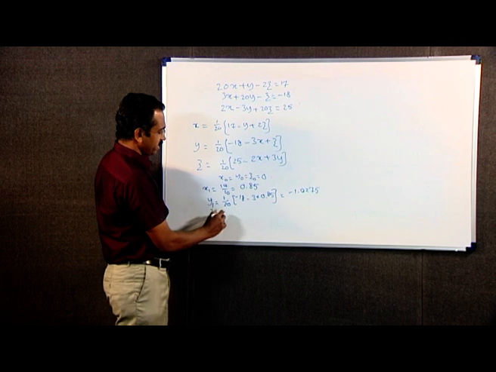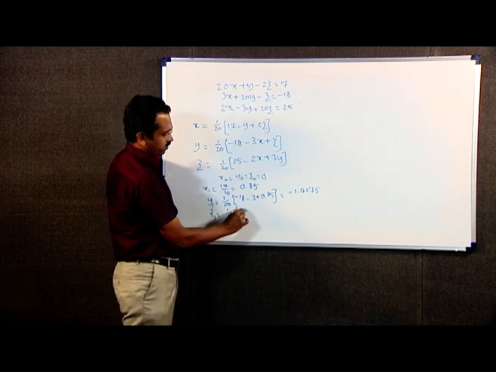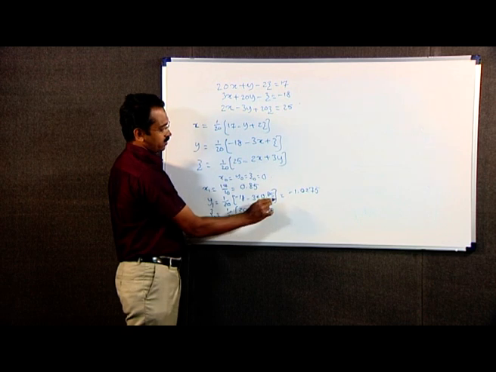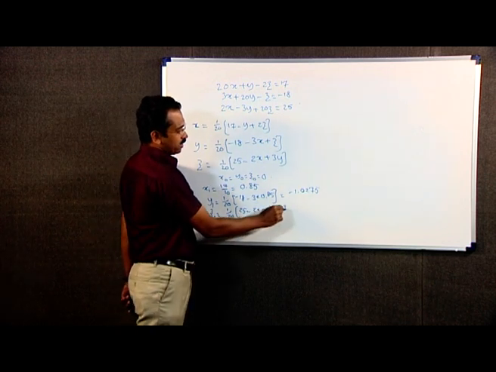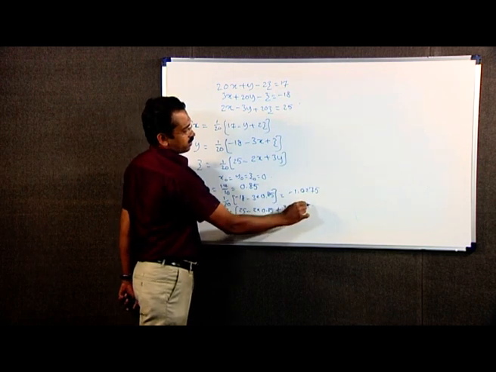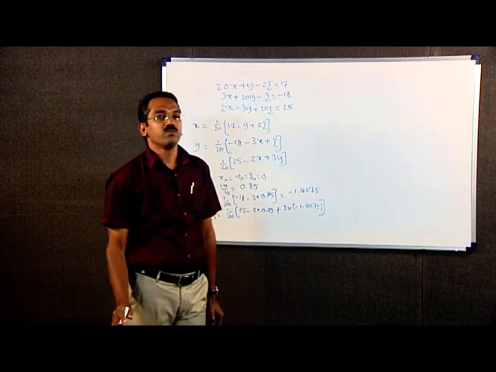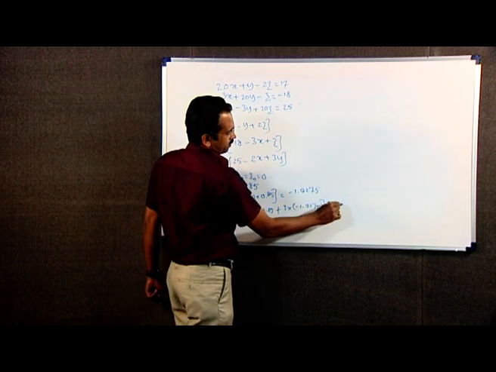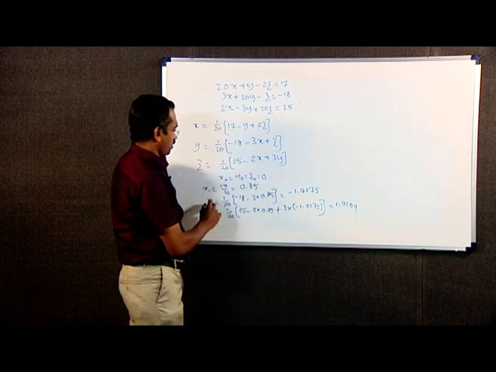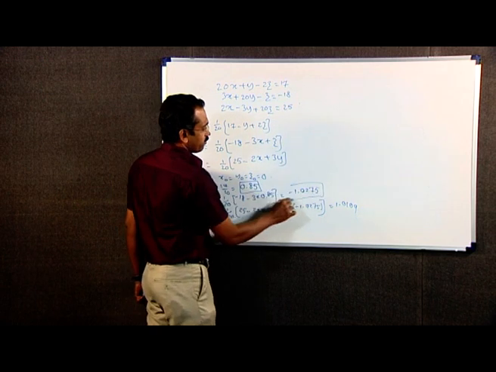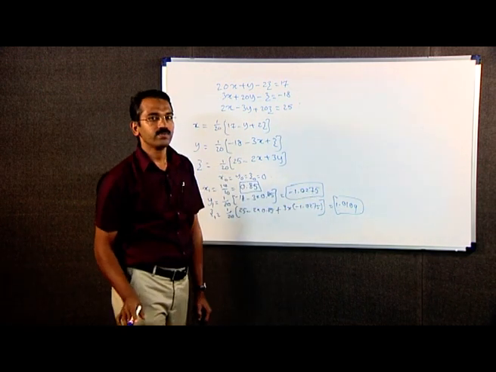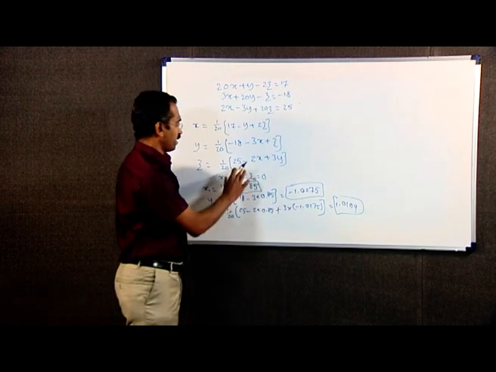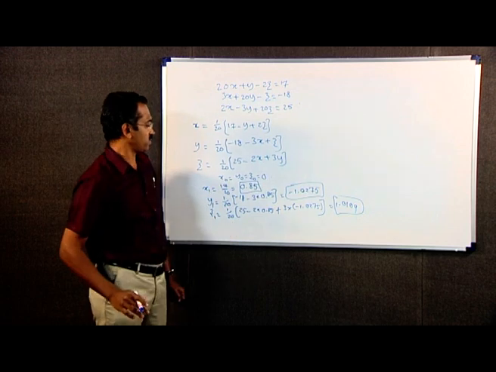z1 is equal to 1 by 20 into 25 minus 2 into x1, the latest value of x is 0.85, we will use that value, plus 3 into y1, y1 is minus 1.0275. On simplification, we will get z1 equal to 1.0109. These are the first approximate values of x, y and z. In the second approximation, we will use these values on the right hand side of these three equations.